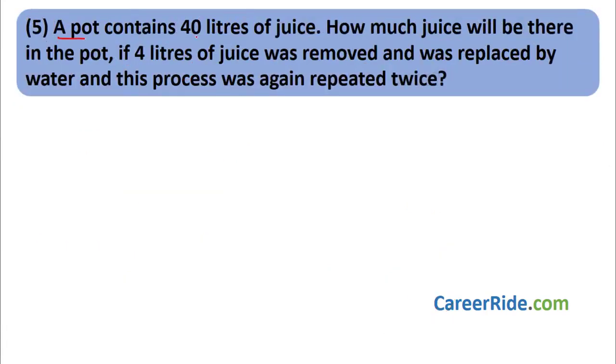A pot contains 40 liters of juice. How much juice will be there in the pot if 4 liters of juice was removed and was replaced by water, and this process was again repeated twice?